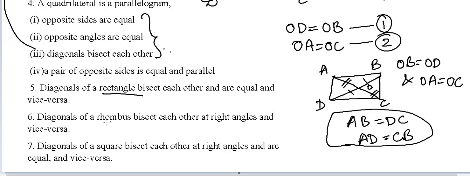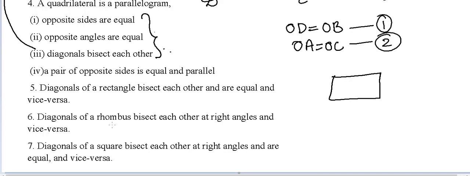Similarly, we have rhombus. Okay. Now what's for rhombus? In rhombus, adjacent sides are equal. You know what is a rhombus? This is a rhombus. Okay. In a rhombus, diagonals bisect each other at 90 degrees. Okay, this will be perpendicular. These diagonals are not perpendicular or they'll not bisect at right angle, but in rhombus it will bisect each other at 90 degrees.